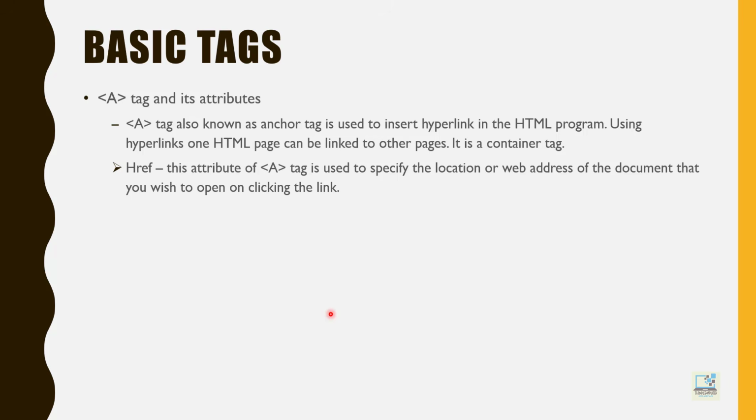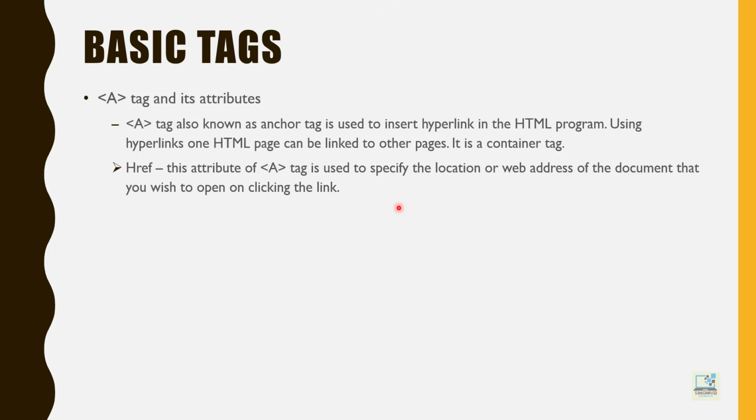Now let us discuss a tag and its attributes. A tag, also known as anchor tag, is used to insert hyperlink in the HTML program. Using hyperlinks, one HTML page can be linked to other pages. It is a container tag. href, this attribute of anchor tag is used to specify the location or the web address of the document that you wish to open on clicking the link.